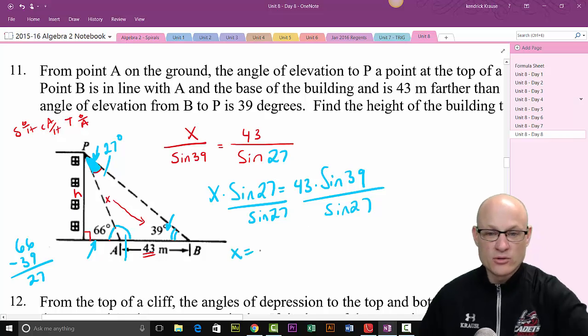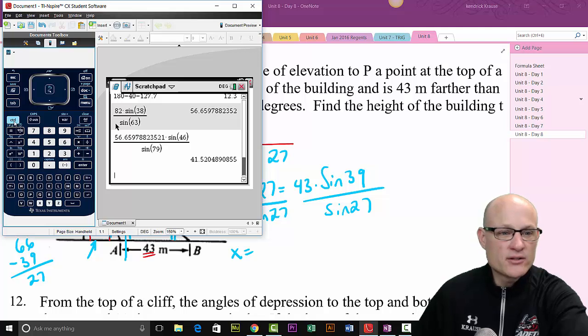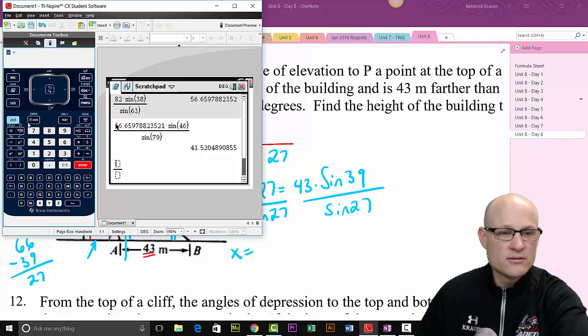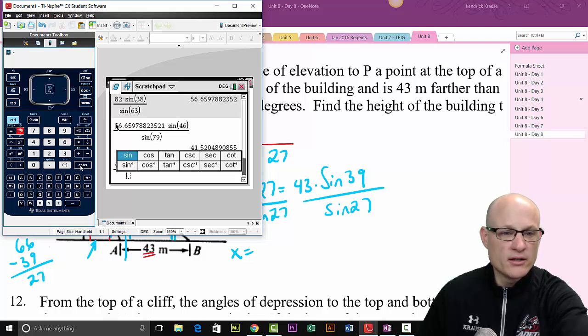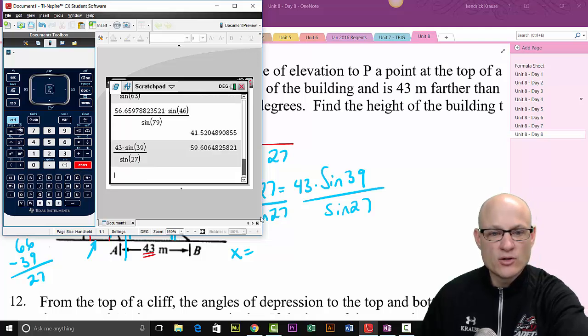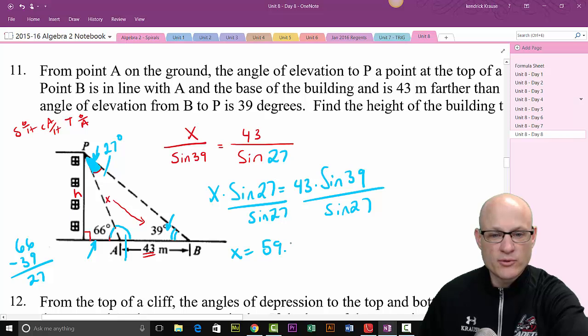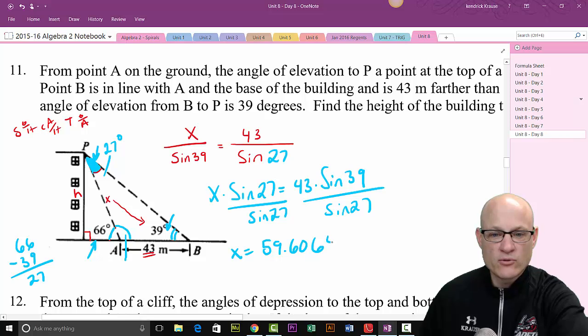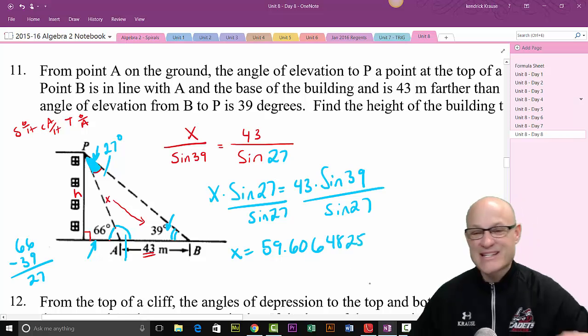And I get x equals, let's see, 43 sine of 39 over sine of 27. That's 59.606 4825. Now, this is not my answer.